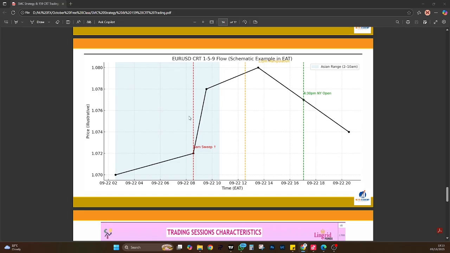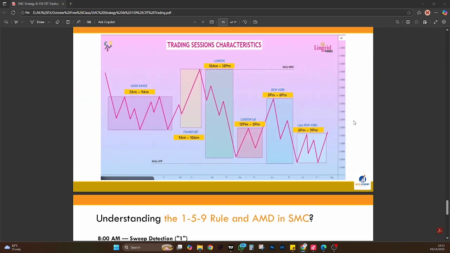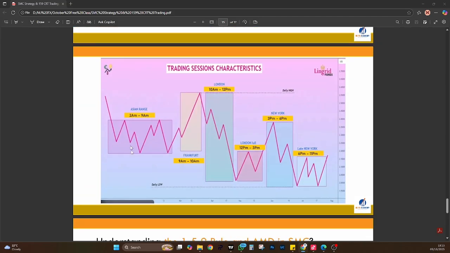So first things first, let me show you how this one looks so that you'll be able to follow through. We have the Asian ridge, we have the Frankfurt, this is what we call the Judas swing. I'll teach you this later. Then we have the London session, the London LAR, the New York session, and then the lead New York.